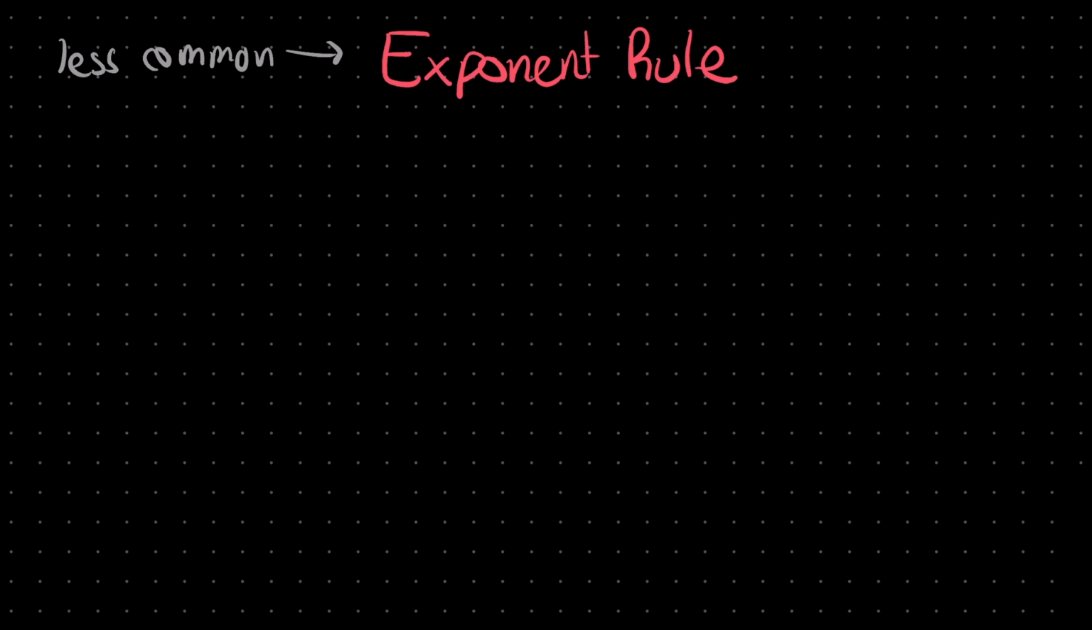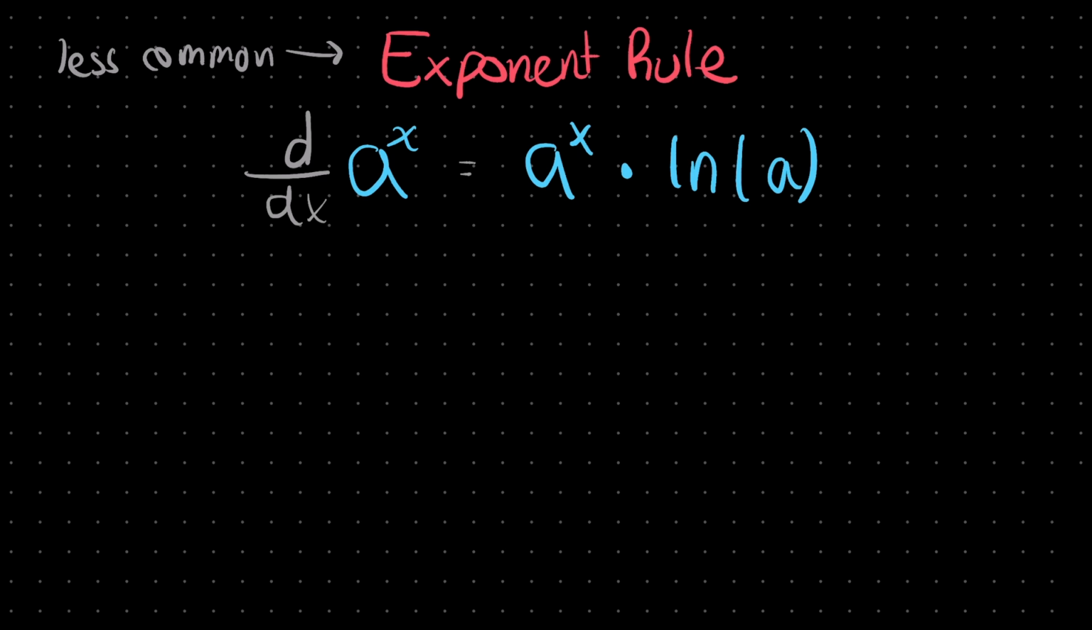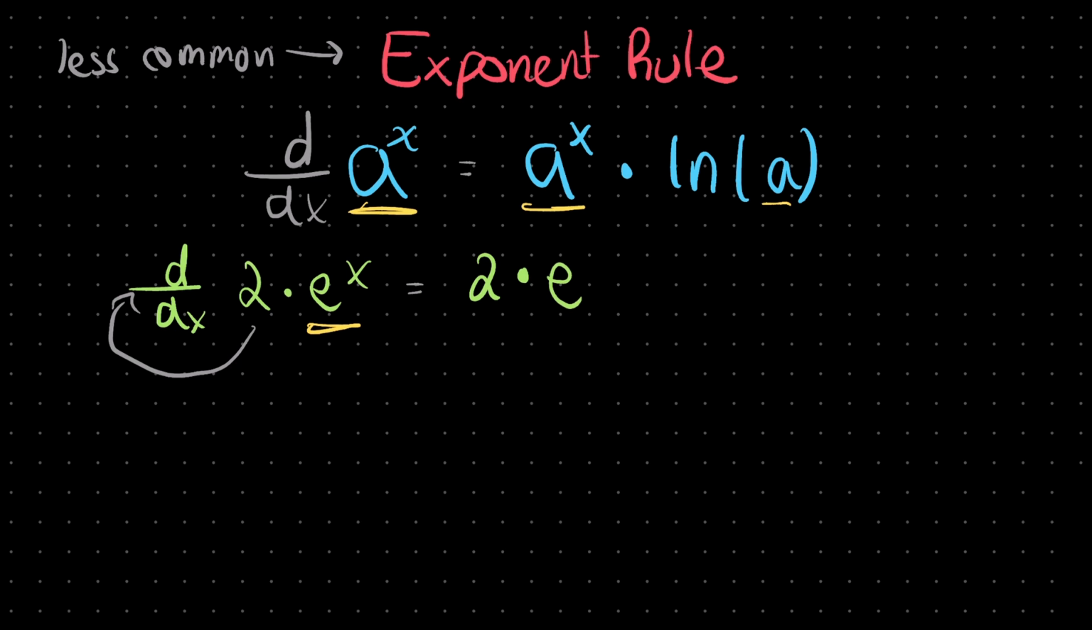The rule states that if you have some function a to the x, which is an exponential function, and we take the derivative, we would get that it is equal to a to the x times the natural log of a. So if we take the derivative of 2 times e to the x, we pull the 2 to the front and get 2 times e to the x times the natural log of e, which is just 1. So our answer is 2 times e to the x, which if you notice is conveniently the exact same answer as our original function.